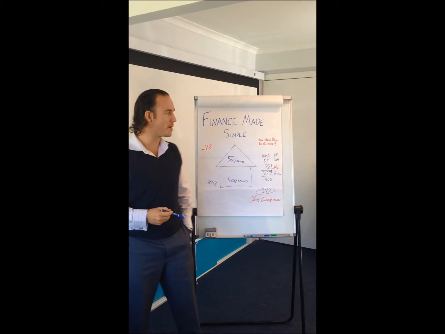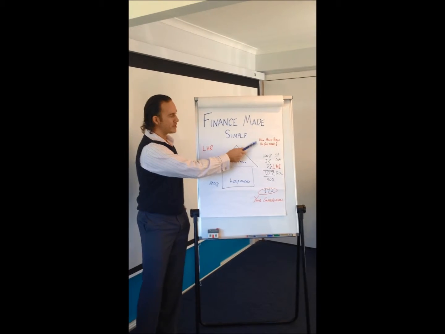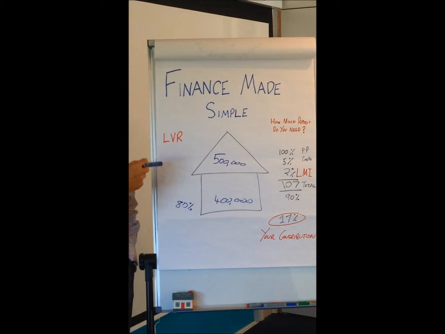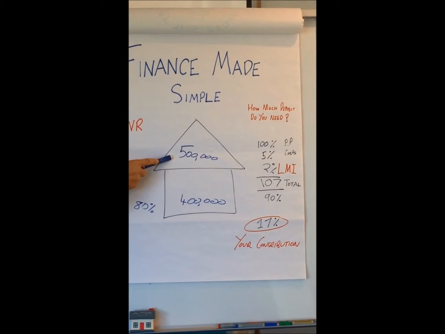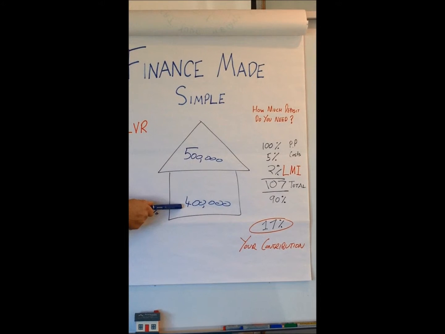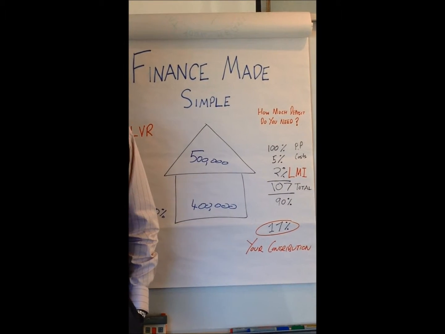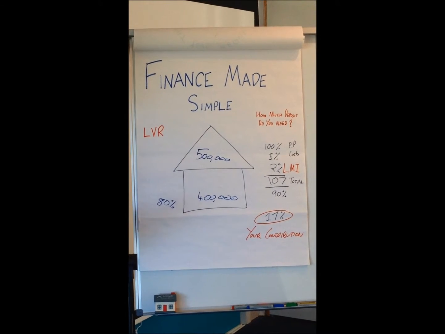Second video, we're talking about how much deposit you need. How much do you have to put in for your next property? Now, we've been through LVR. We looked at a scenario where you're buying a property at $500,000, you've got a $400,000 loan, you've got an 80% LVR. Let's look at how much costs. How do you actually work out how much you need to put in?